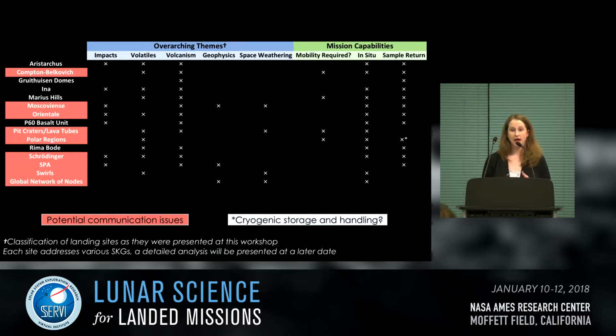So what we've done is we have begun to build a matrix of all the landing sites that we heard from the community. The landing sites we heard from the community were important, and we began to classify them as we heard from this workshop, how they fit into the different overarching themes. And then we began to ask ourselves about the mission capabilities that were needed. Do we have to have mobility?